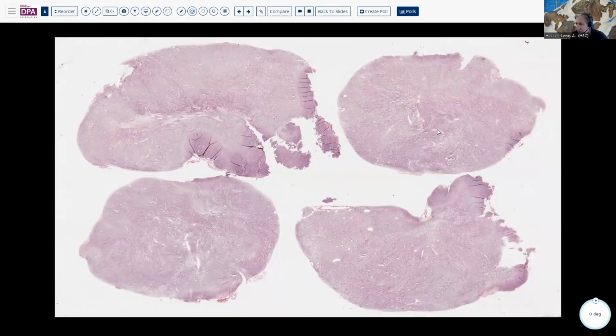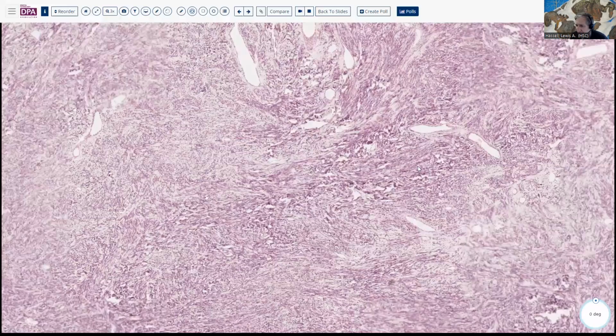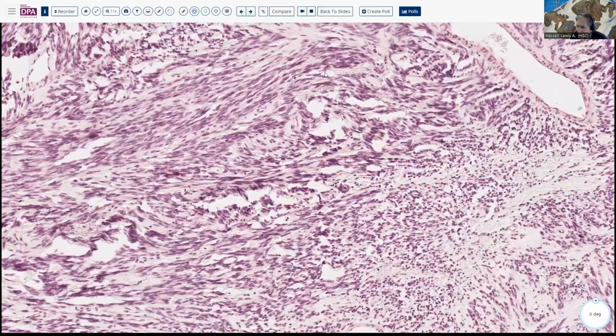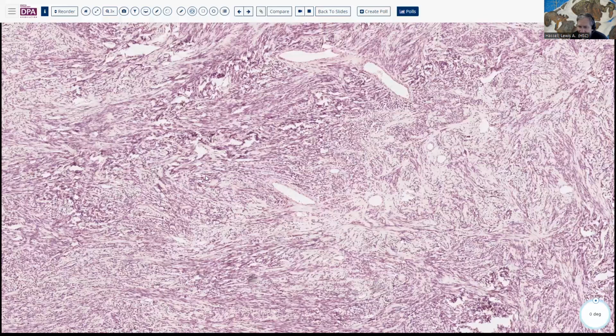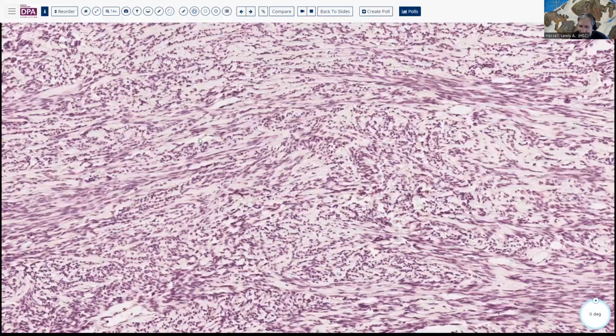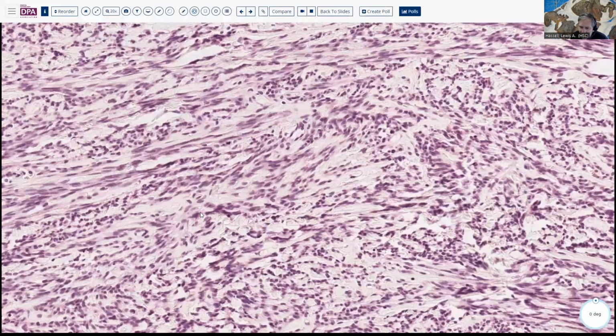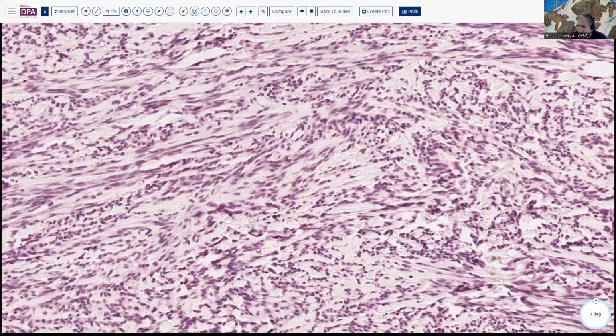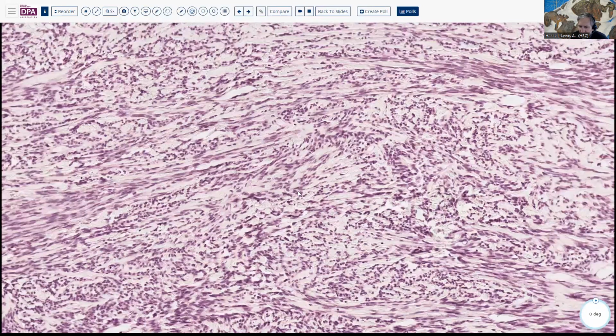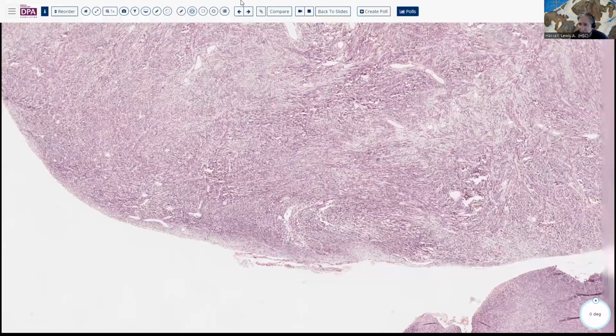Here's another example. A little bit more spindly here in this lesion. Again, you see ectatic vessels. This does not have a lot of pink staining material, but actually I think some of this is ropey collagen in between these cell bundles that's just not stained well with the particular stain used by this laboratory.